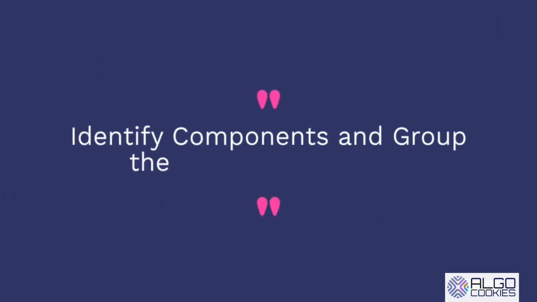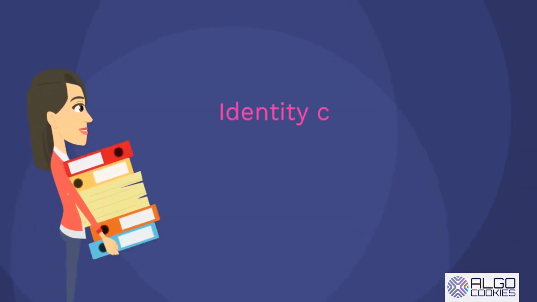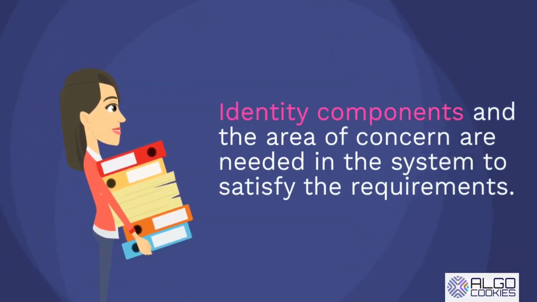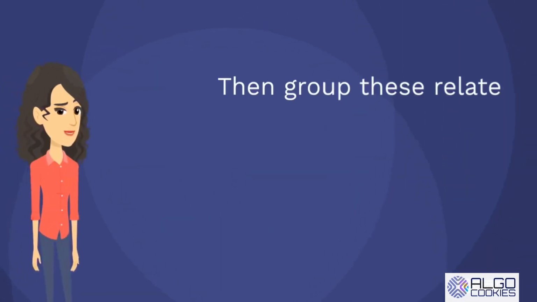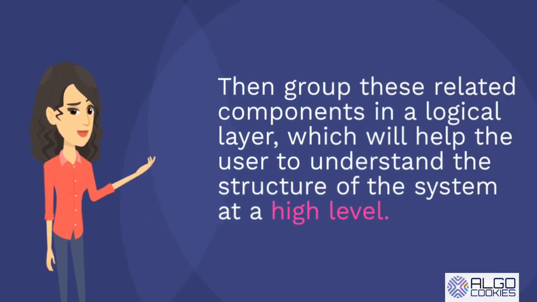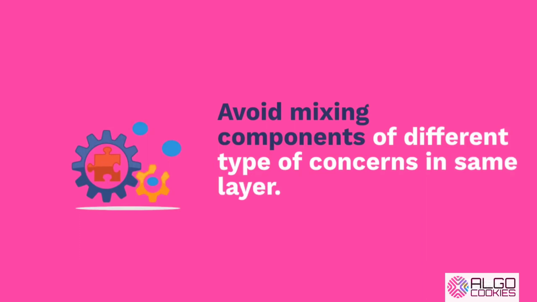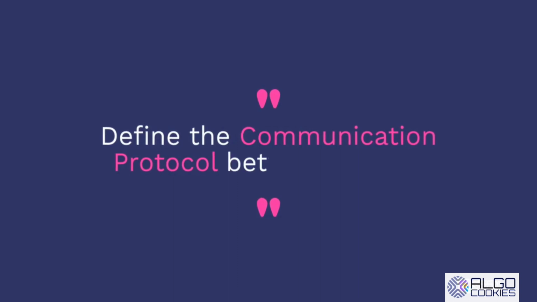Identify components and group them in logical layers. Identify components and the areas of concern that are needed in the system to satisfy the requirements. Then group these related components in a logical layer, which will help the user to understand the structure of the system at a high level. Avoid mixing components of different types of concerns in the same layer. Define the communication protocol between layers.